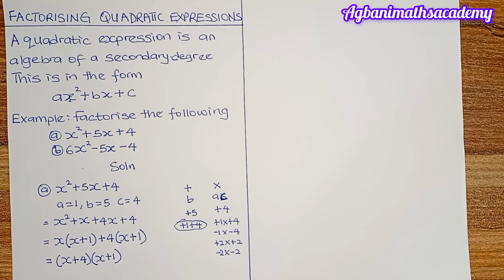Okay? So remember, we have to look for two numbers that will multiply themselves to give us AC and also add themselves to give us B. Let's solve the second example.